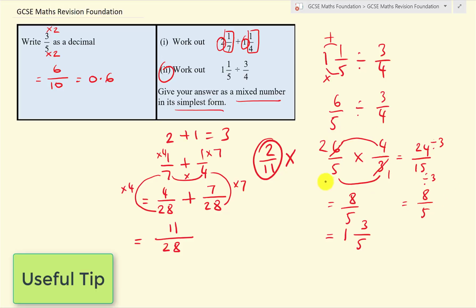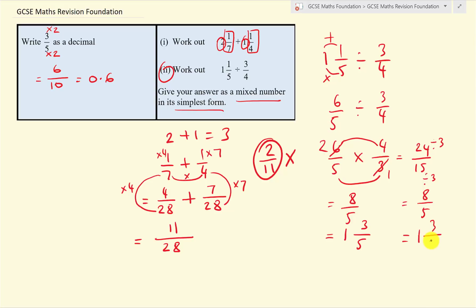Now this method is useful when you have really big numbers, so that you can simplify first and then get your answer. That helps you save time and avoid big numbers. Okay, and then change it into a mixed number: 1 whole and 3/5.